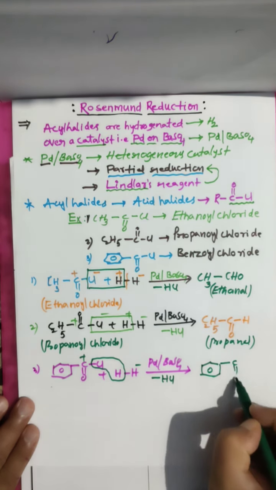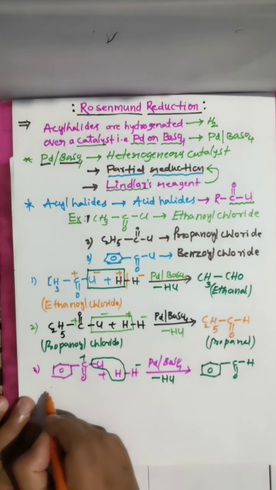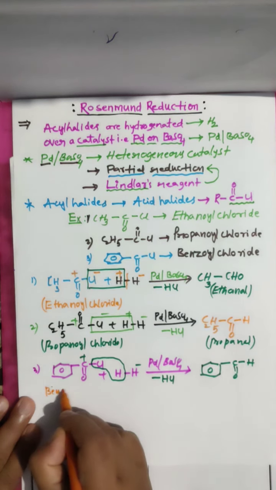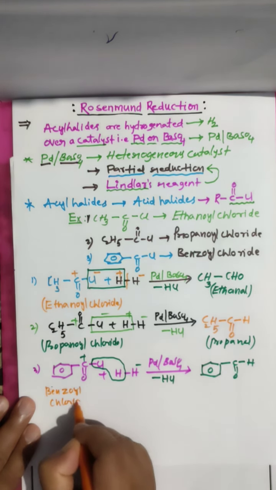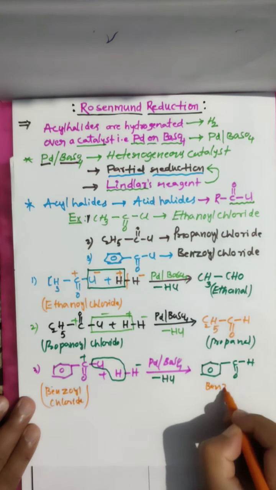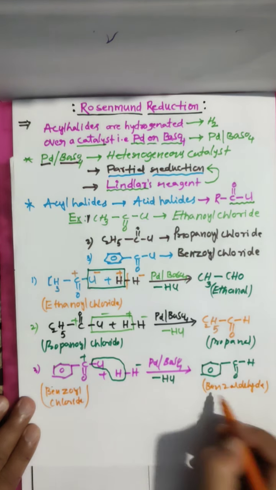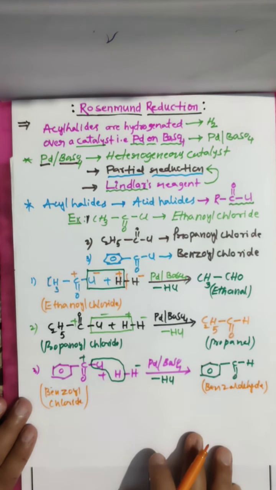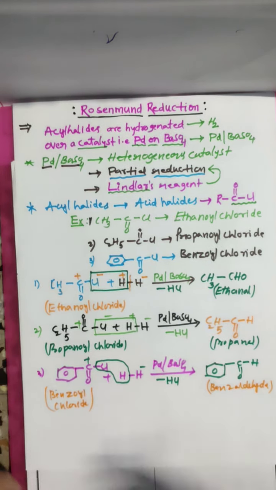benzaldehyde. What you are getting? Benzaldehyde. Benzoyl chloride is converted to benzaldehyde, like this. Very simple mechanism. Clear? Now, here one question I am giving.